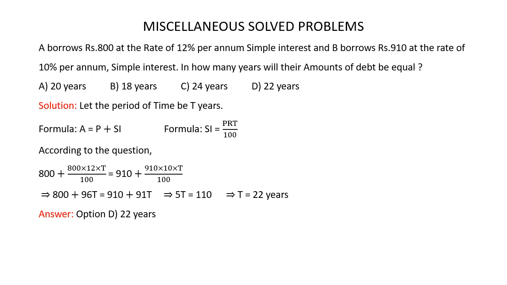So according to the question, A's amount of debt is equal to B's amount of debt in T years. We have to find the value of T. On solving this equation, we can get the value of T. So on solving this equation, we get T is equal to 22 years. That is, A's amount of debt will be equal to B's amount of debt in 22 years. So the correct answer is option D, 22 years.